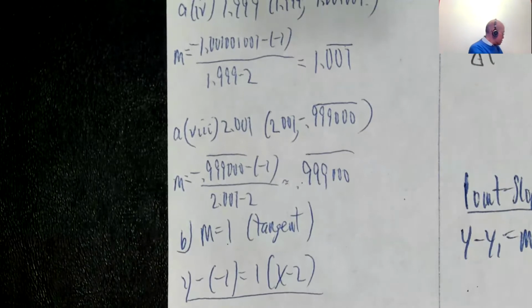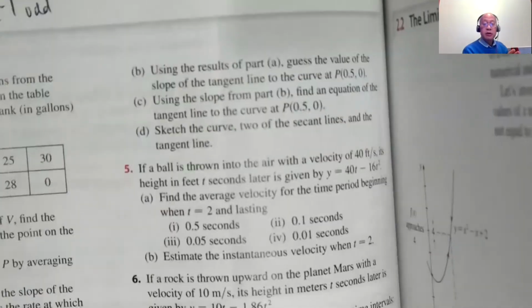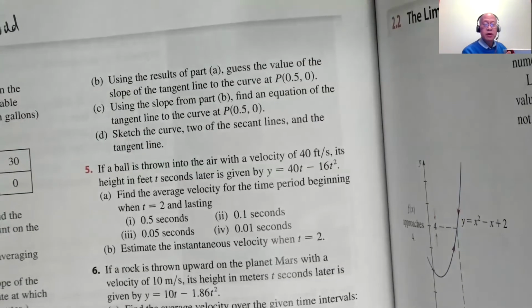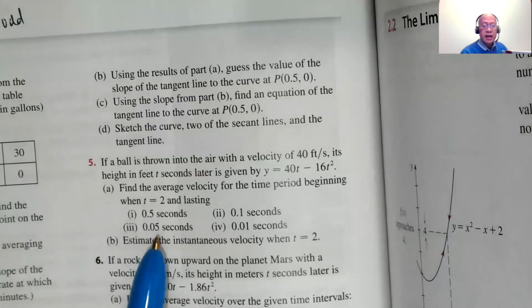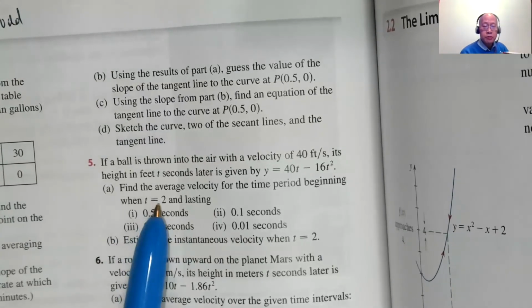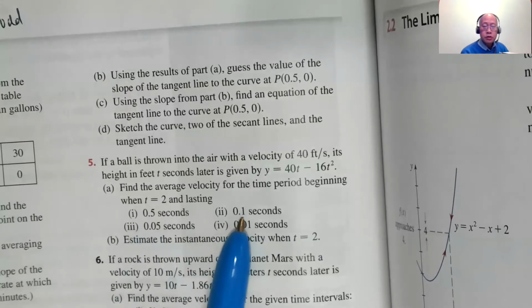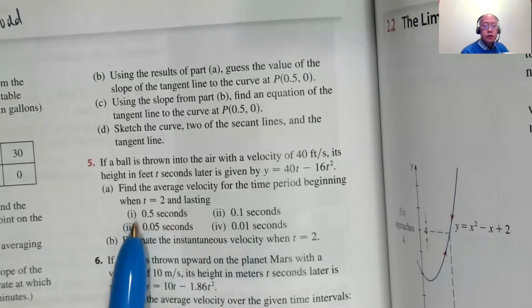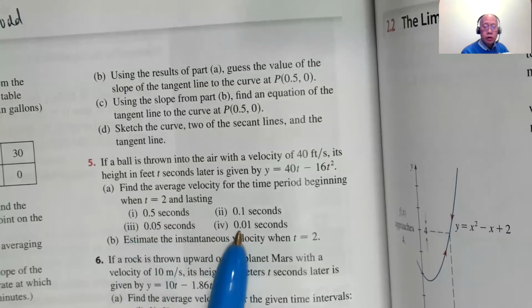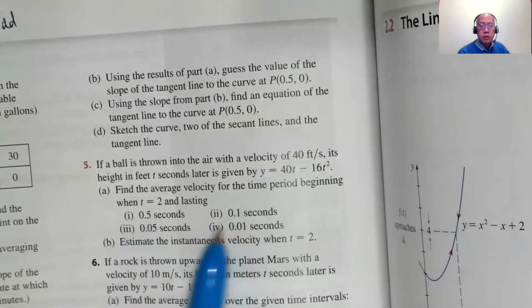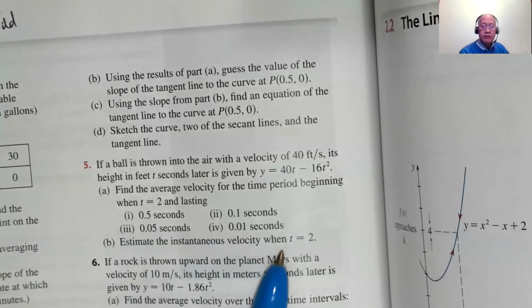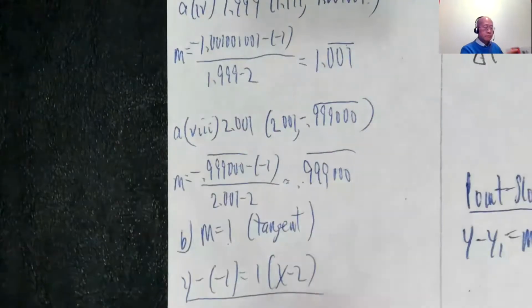Number 5, they say y equals 40t minus 16t squared. Find the average velocity for the time period beginning with 2 and lasting 0.5 seconds. So this means go from 2 to 2.5, 2 to 2.1, 2 to 2.05, 2 to 2.01. For average velocity, it's still slope, y2 minus y1 divided by x2 minus x1. See if those numbers are approaching anything. That would be our estimate for the instantaneous velocity.